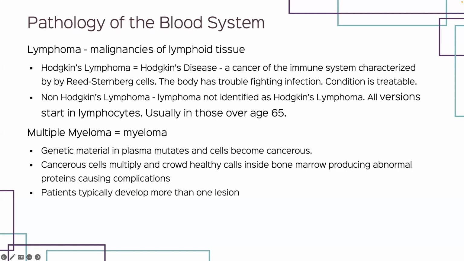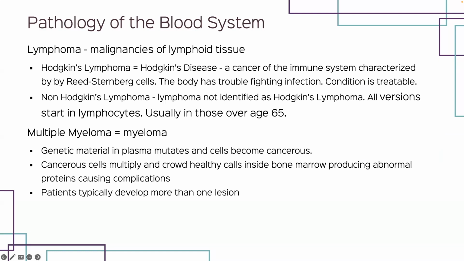Your lymphomas, which are malignancies of just lymphoid tissue. So you've got Hodgkin's lymphoma versus non-Hodgkin's lymphoma. Essentially, it's just a cancer of the immune system that is based on different cells, where your body has trouble fighting infection. If it is Hodgkin's, then it does affect that Reed-Sternberg cell. If not, it is just classified as non-Hodgkin's.